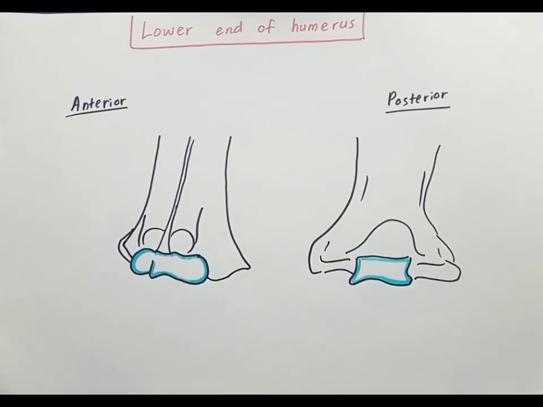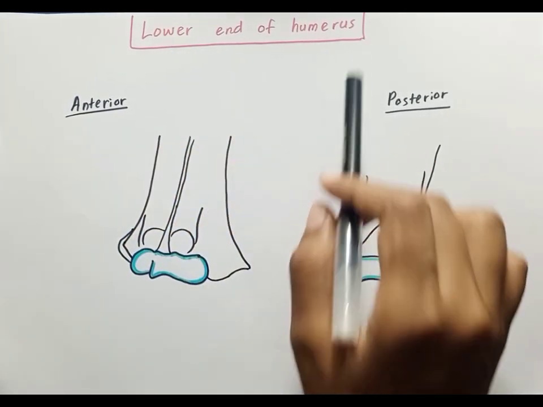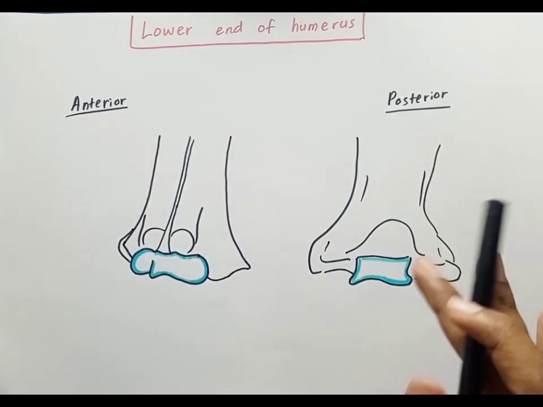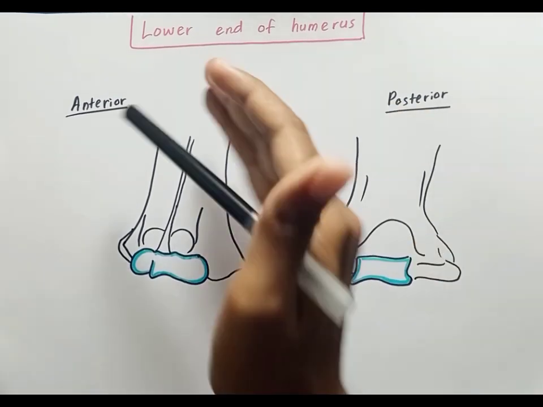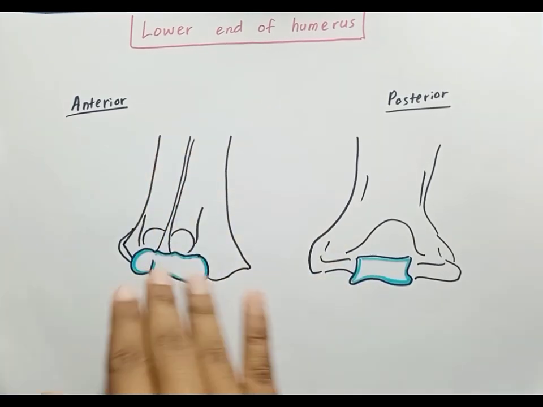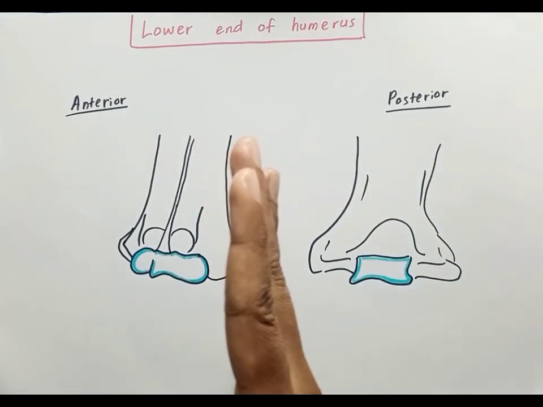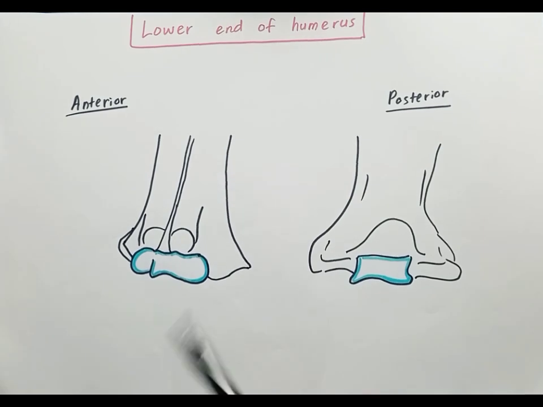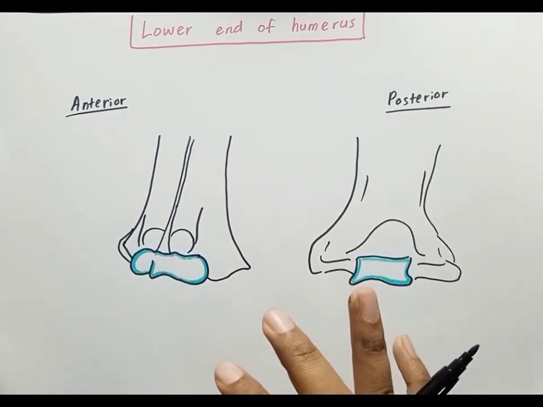AI YouTube channel. In this video, we are going to talk about the lower end of humerus. Here we are going to discuss the parts and the attachments and the features of each part in this lower end of humerus. There are two diagrams according to the anterior view and posterior view. And the lower end of humerus can be divided into two categories as articular and non-articular. Here you can see the articular parts and the other parts are non-articular.